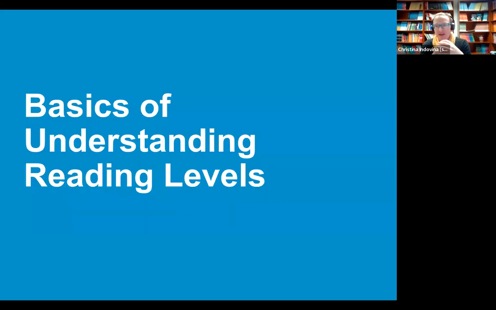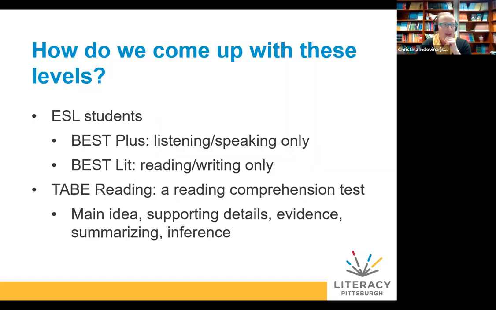Okay, so I wanted to briefly talk about some basics of understanding reading levels. How do we come up with the levels when we designate a student as being low intermediate or beginning literacy or advanced? Where are we pulling that information from? And there's 2 buckets of tests that we're pulling this information from. For ESL students, if they are still working on their listening and speaking skills, we have a test that we give them called the Best Plus, and that test exclusively focuses on listening and speaking skills.